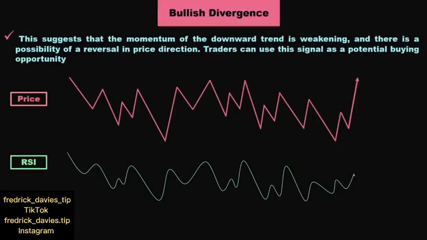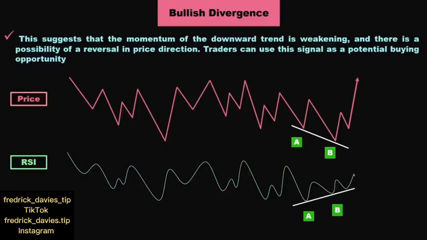For example, if we have points like A and B on the price chart, and if we draw a line between them, it is obvious that price is forming lower lows. However, when we look at the corresponding A and B points on the RSI chart and draw a line through them, we can see that the RSI is making higher lows. So this indicates a bullish divergence signal.